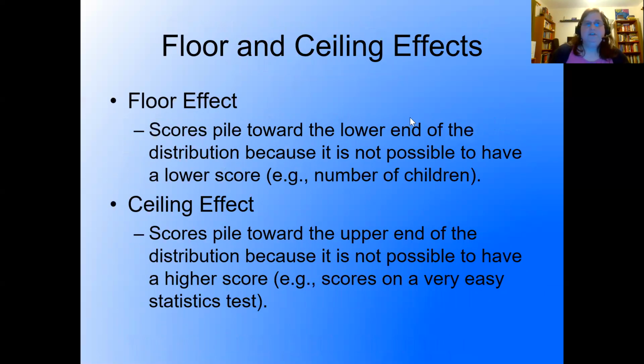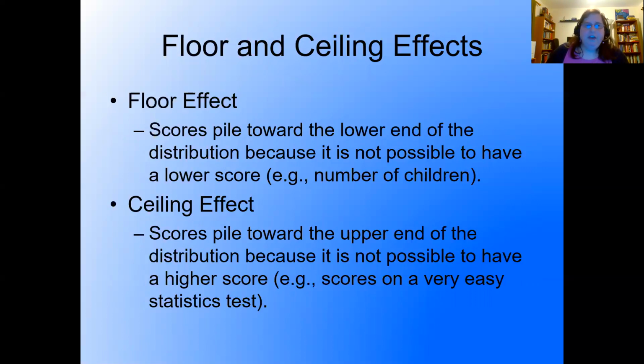Okay. Something else we could have happen with distributions are floor effects and ceiling effects. A floor effect is when scores pile toward the lower end of the distribution because it's not possible to have a lower score. An example of this might be number of children. Now, of course, there are exceptions to the rule, but most people have 0 children, 1 child, 2 children, 3 children maybe, 4, 5, getting kind of rare, 6, 7, 8, really rare, right? So things are kind of piling up toward the lower end of the distribution.